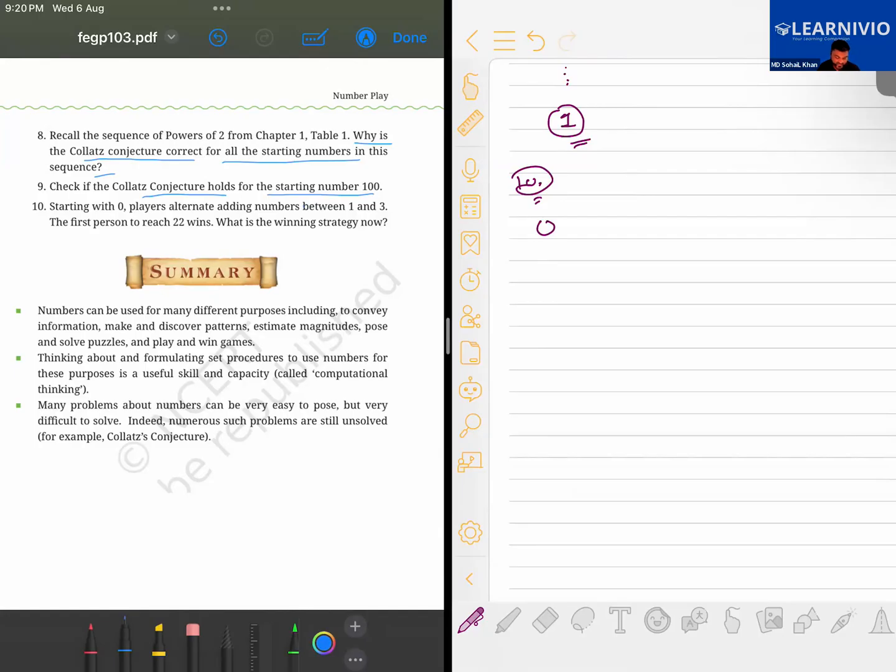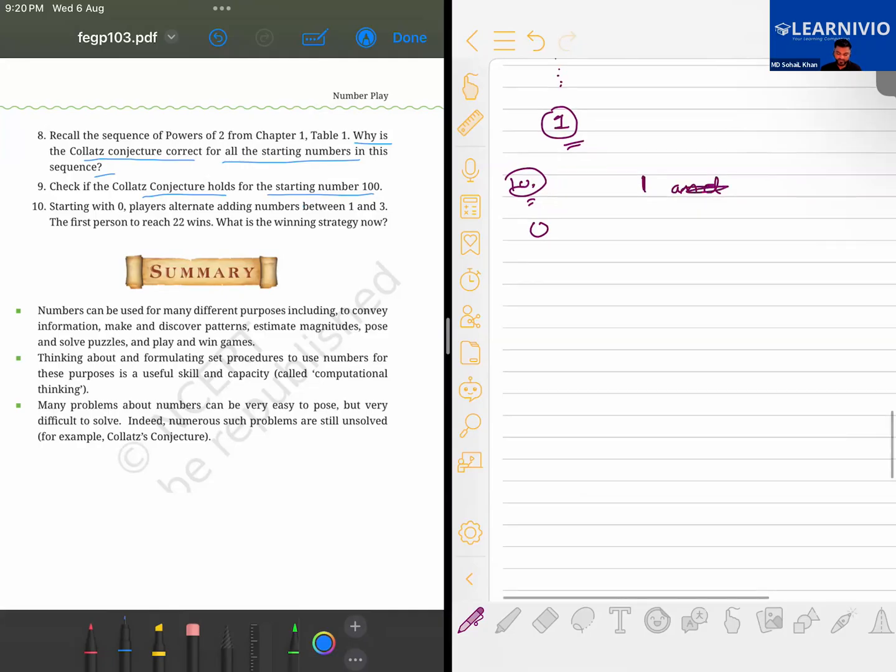Starting with 0, players alternate adding numbers between 1 and 3. The first person to reach 22 wins. What is the winning strategy now? So starting with 0, the players will alternately add a number between 1 and 3, and the first person to reach 22 wins.